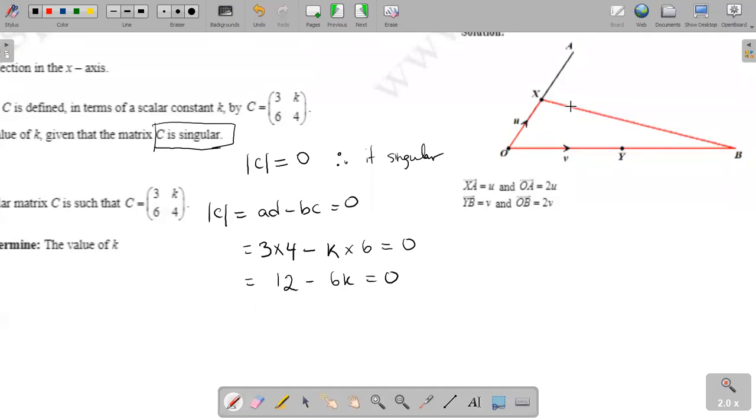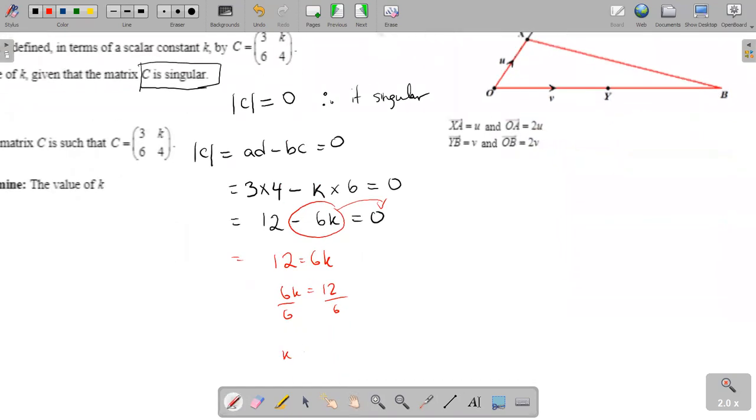Some people say 6, some people say 2. Talk to me. What is it? So let's do it. No, I'm gonna be honest with you. You got 2 ways you could do this. The smart way is to just move the minus 6K over, so it could become positive. So you will get 12 is equal to 6K, or 6K is equal to 12, divided by 6 on both sides. So K is equal to 2.